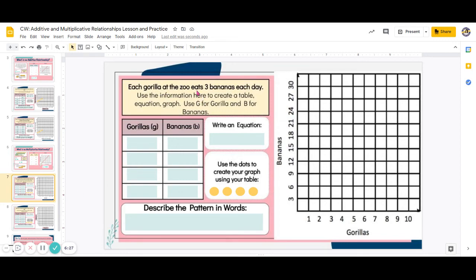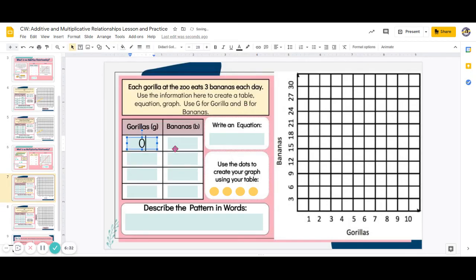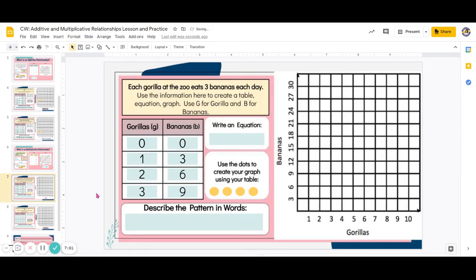Each gorilla at the zoo eats 3 bananas each day. Okay. So what if I don't have any gorillas? They don't eat any bananas. So then it's 0, 0. What about one gorilla? We said he eats 3 bananas each day. What about 2 gorillas? Well, if each of them eats 3, then they're going to have 6 total. What about 3 gorillas? Okay, if 3 of them each eat 3, they're going to, in total, eat 9.